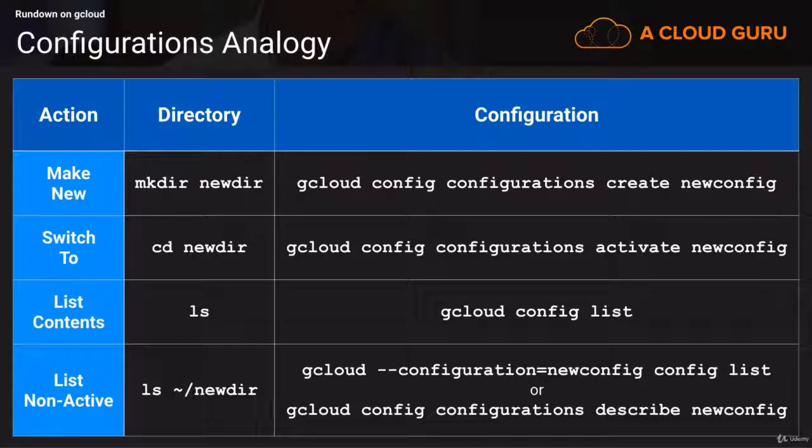Now for configurations, you could still list the properties of some configuration that's not the active one by passing the --configuration= flag and then the name of the configuration that you want. But as a helpful student named Chris pointed out, there's another version of the command that can list the properties too. gcloud config configurations describe and then the name of the configuration will also print all of the properties in that configuration, but in a slightly different format than the one that you see when you type gcloud config list.